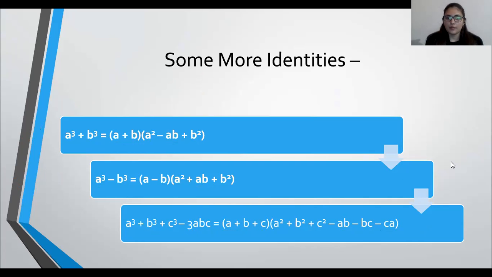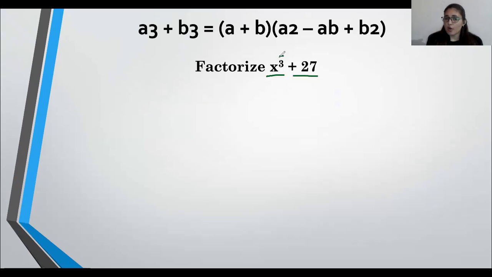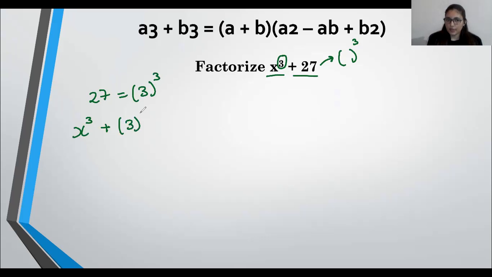All right, now we need to factorize this polynomial by using that particular identity. First of all, they have written x cube plus 27. Since they have already given us a cube in the first term, try to convert this number into the form of a cube. We know that 27 can be written as 3 cube. So we can write it as x cube plus 3 cube.